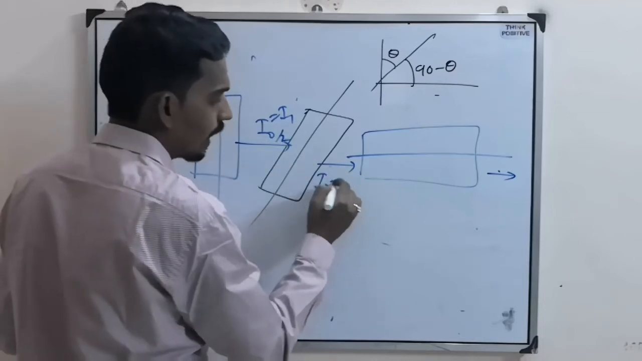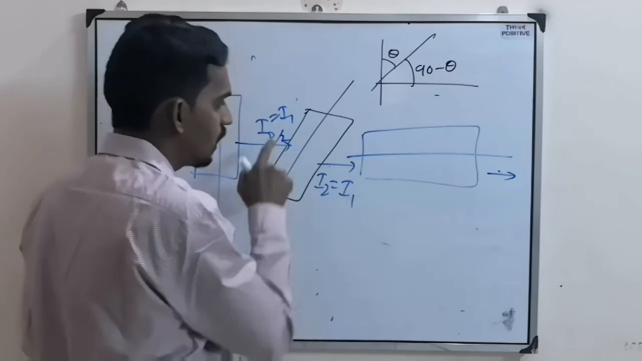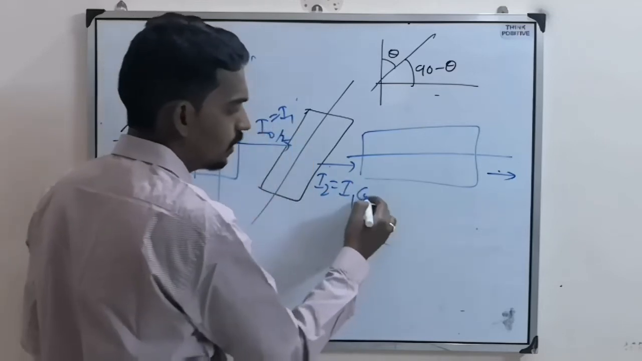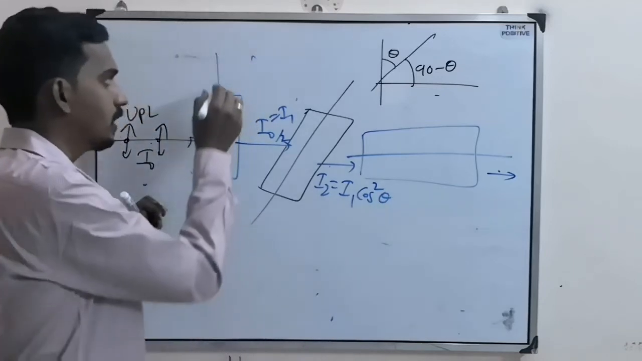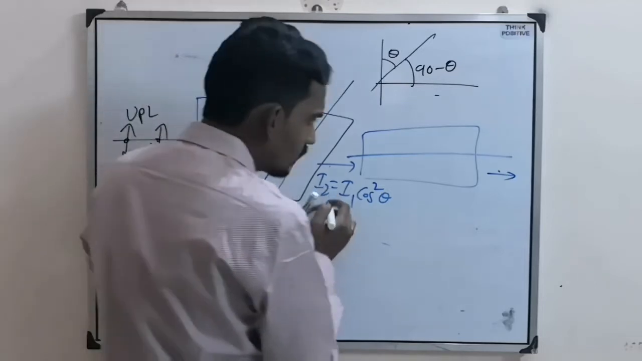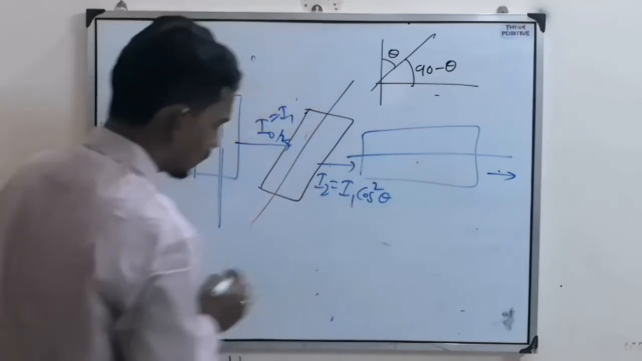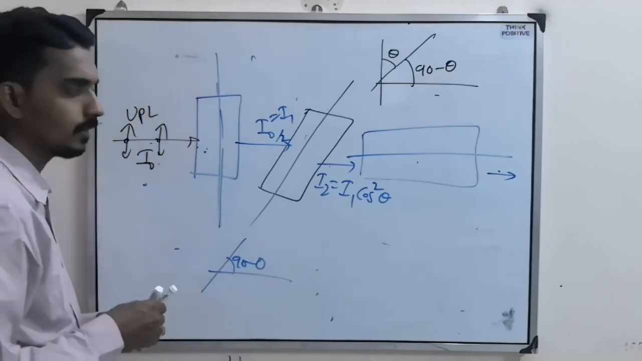Now here let's take I2 coming. So what will I2 become according to Malus law? The intensity falling, I1, times cos square theta. Theta is the angle between the transmission axis of the polarizer and the analyzer. Now this intensity falls on the next one, such that the axes are at an angle 90 minus theta.